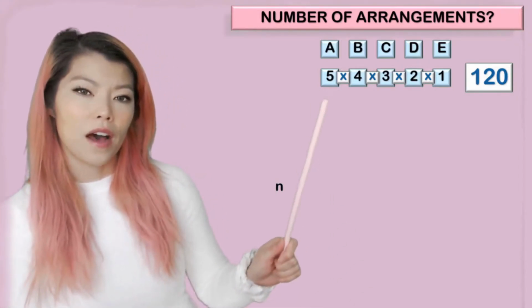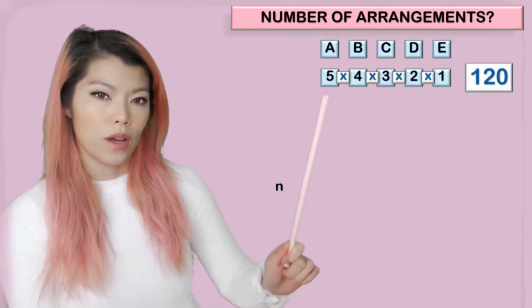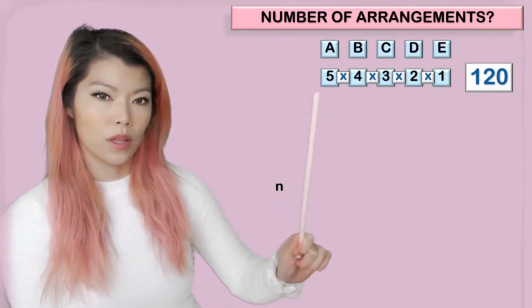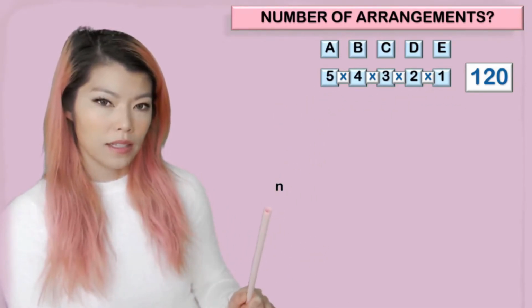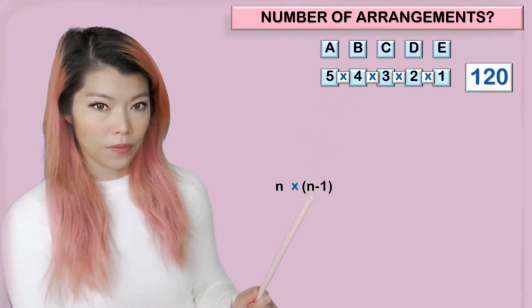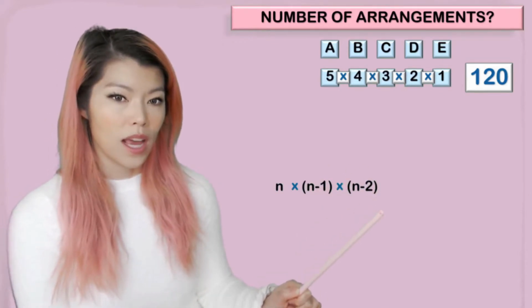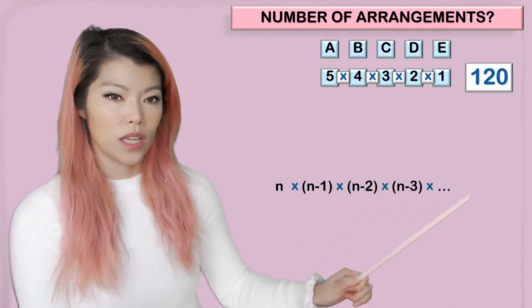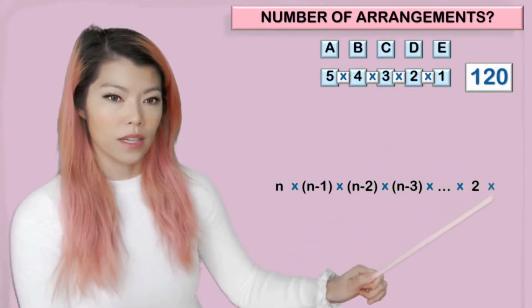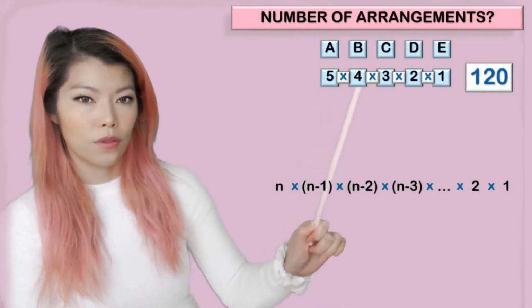Now let's say we substitute 5 with the letter N. And so we can try and find a formula for this. If 5 is N, what is 4 equal to? 4 would be N minus 1. What would 3 be equal to? N minus 2. Etc, etc, until we get to 2 and 1. So this could be the general formula for 5, 4, 3, 2, 1.